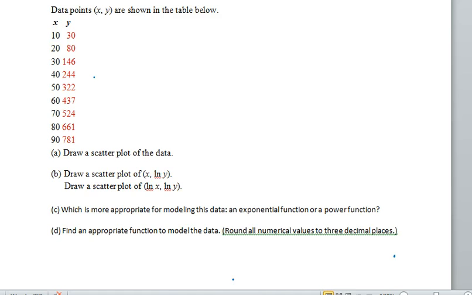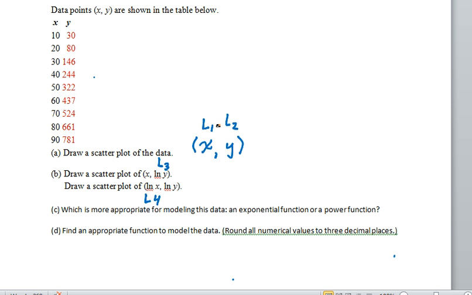Here we are given some XY data and asked to draw the scatter plot for the XY data, as well as the scatter plots for x versus the natural log of y and natural log of x versus the natural log of y. And so just as a preview, the x values will be stored in L1, the y values stored in L2, the natural log of y values in L3, and the natural log of x values in L4.